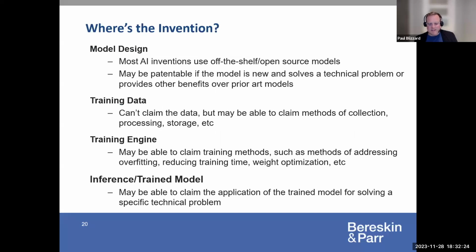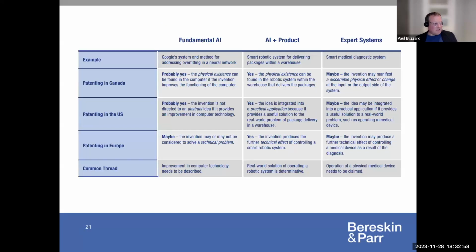So as I said, one of the key questions when we draft these applications is to identify where the innovation is, where's the invention. So often we'll draft claims for AI patent applications that are directed to the design of the model, how the training data is collected, processed, or stored, how the training engine addresses certain technical issues with respect to the model, and then finally how a trained model is used in order to make predictions or inferences. This is a summary slide.